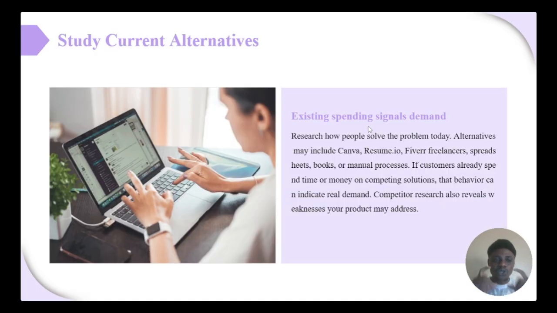The next framework is study current alternatives. Yes, existing spending signals demand. So research how people are currently solving that problem today. Once you identify a problem, you have to know that somebody may already have developed a solution for that problem, or people are already constantly trying to solve the problem. Now, what you need to do is not to shy away or run away because you feel somebody already has solved that problem. And the next thing you think, oh, if I provide my solution to this problem, how would I be able to outsell my competitors? That's not even where you should be focusing your energy.